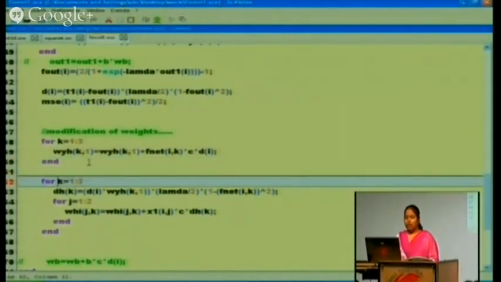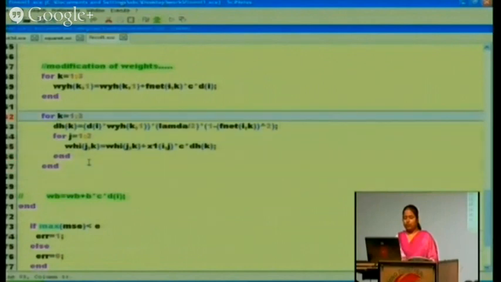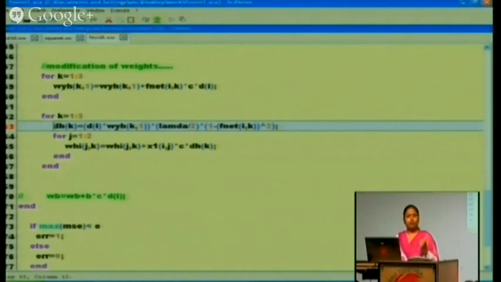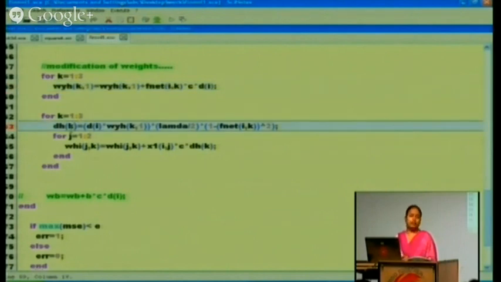Now for k is equal to 1 to 3, next you see another set of weights. Now the delta is calculated for the previous neurons. Side by side we are calculating the delta and also updating the weights, right? So propagating back the delta, DHK is equal to DI.